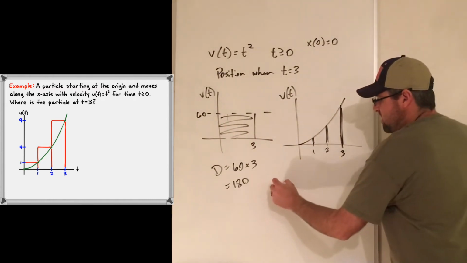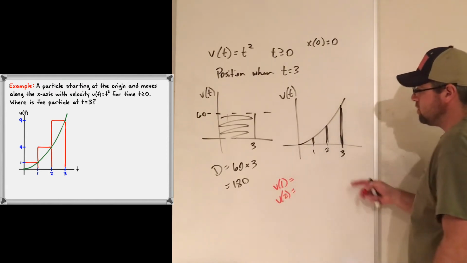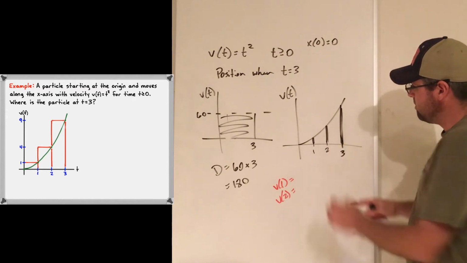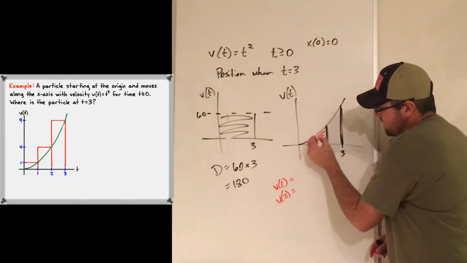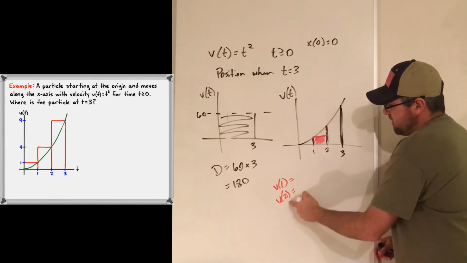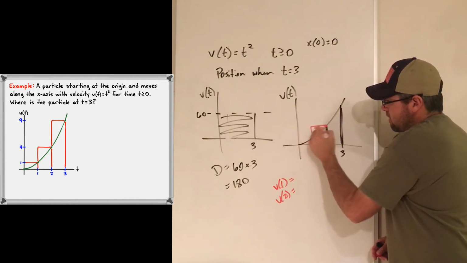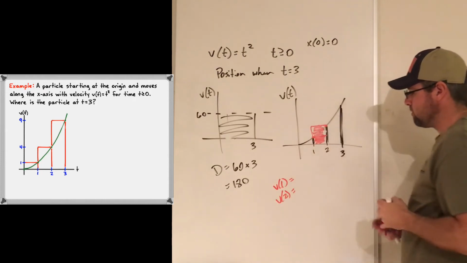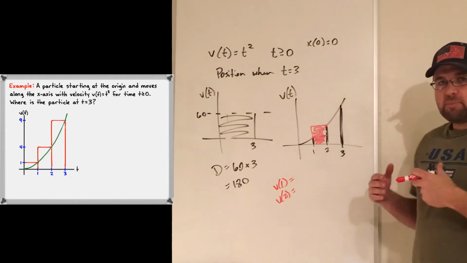Do I use v of 1 or do I use v of 2 to determine the height of this piece here? Well, if I use v of 1, if I use this height, that's v of 1, I would be finding this area, just this rectangle. If I use v of 2, I would be finding the area of this big rectangle here. And well, how do you know which one to use?